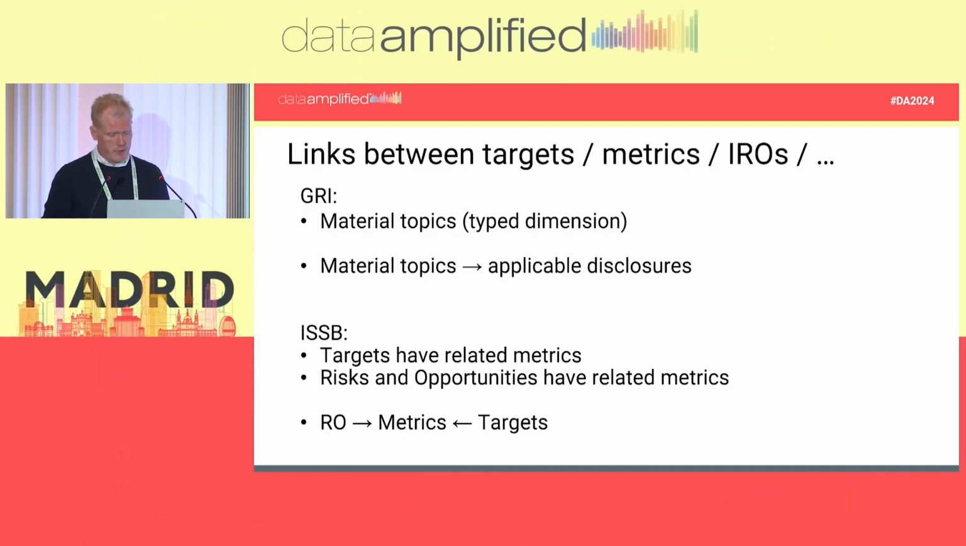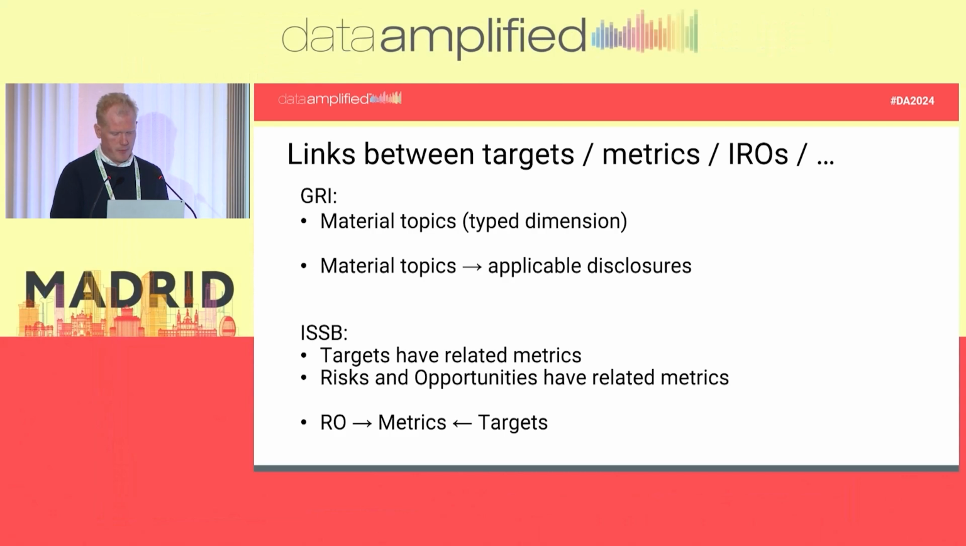And then with ISSB, you have targets and metrics as entity-defined areas. So there's a lot of built-in metrics in ISSB, and then you can define your own entity-specific metrics. Say you've got an intensity ratio or something like that you want to capture. And then they've also got their risks and opportunities, and they have a related metric. So the risk and opportunity doesn't directly connect to the target, but they both connect to the metric, and you work through like that.